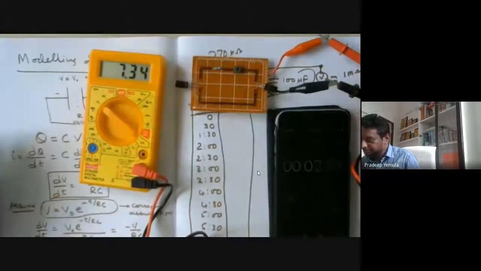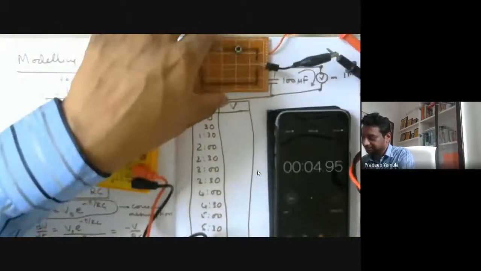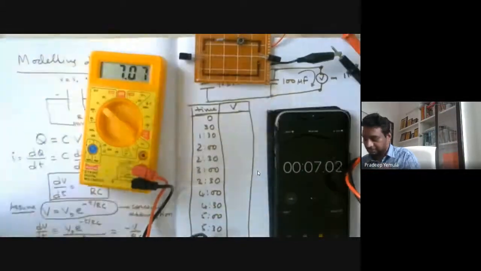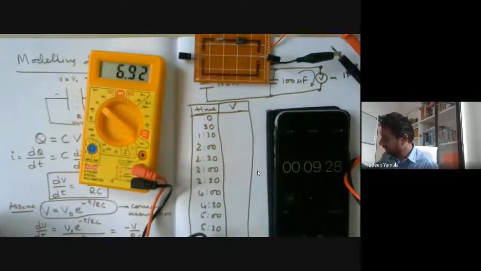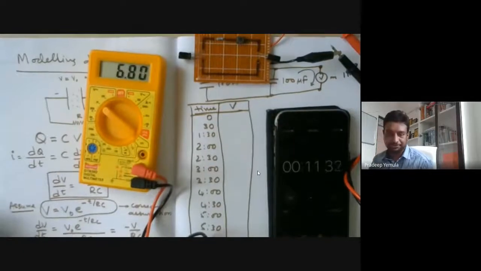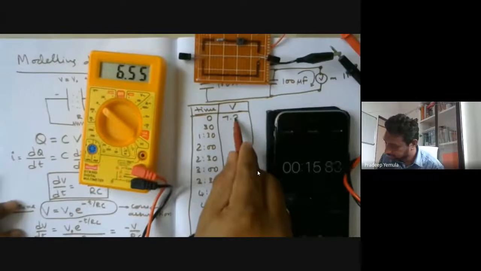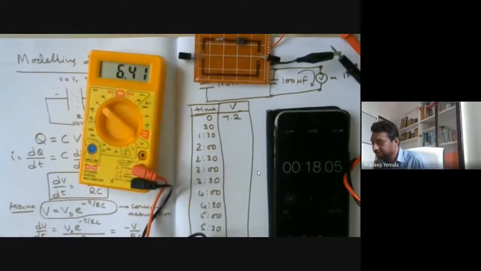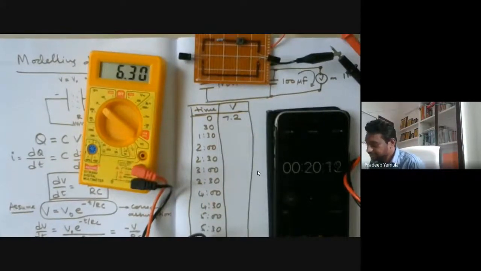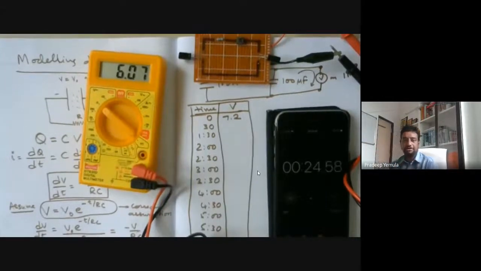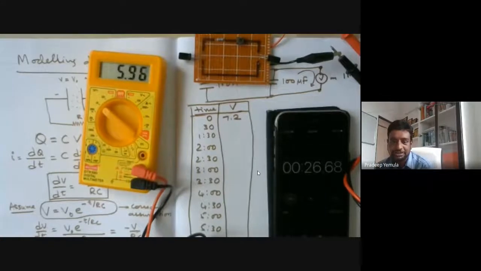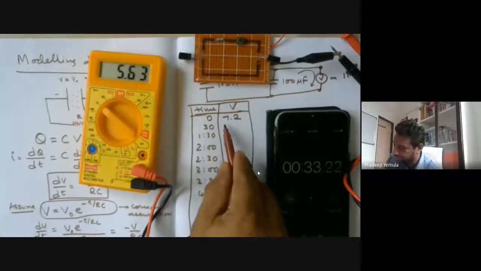So 7.2 was the initial voltage. Now we'll wait for 30 seconds. So 20 seconds, 21, 22. Every 30 seconds, I will record the voltage. See, now what you are seeing is simply the meter is discharging. Okay, so 29, 30 seconds, 5.74.